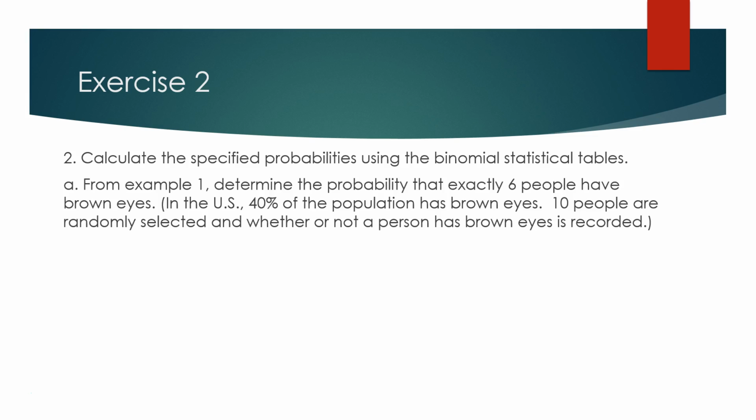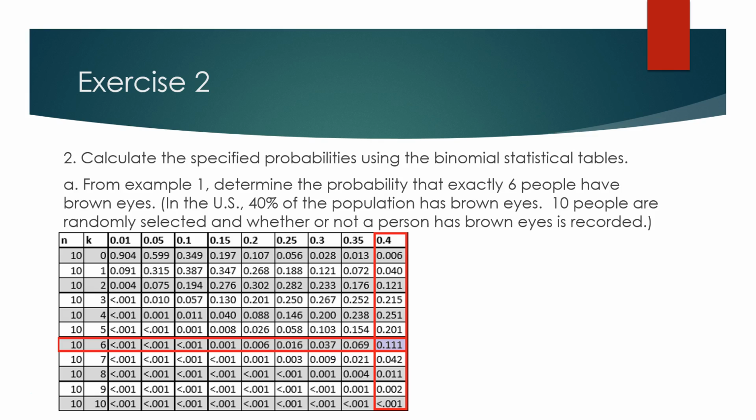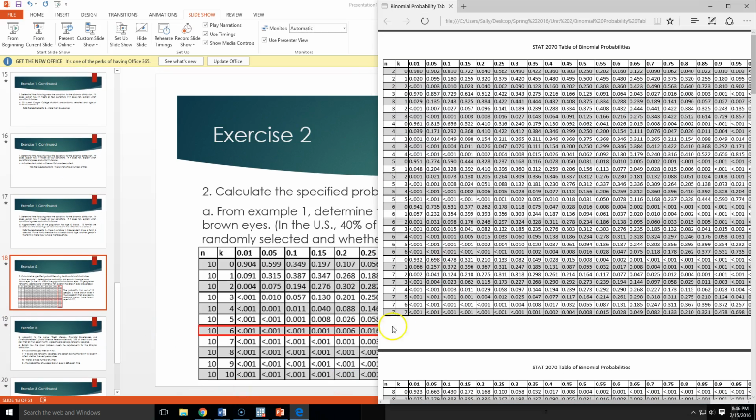So this is the same thing from example 1. Determine the probability that 6 people have brown eyes, and the scenario previously was 6 out of 10 people that we're selecting, and the probability of a person having brown eyes is 40%. Well, first let's follow the directions and use the statistical tables. I actually moved up one of these rows here because I think 10 falls in about the middle of the page. So let me just demonstrate how that happens.